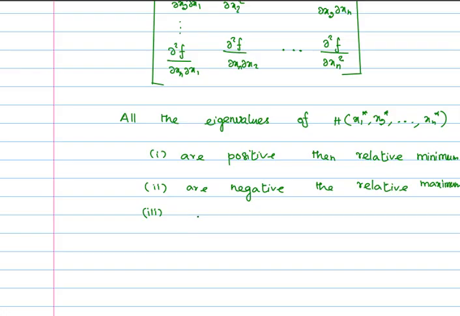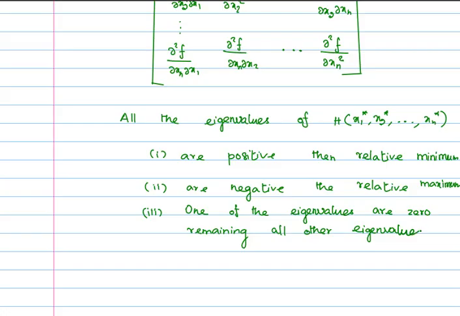Third, one of the eigenvalues is 0 and the remaining eigenvalues are all positive or all negative. Then the test fails.